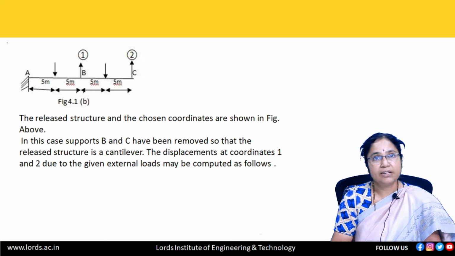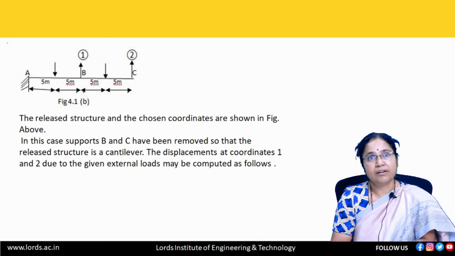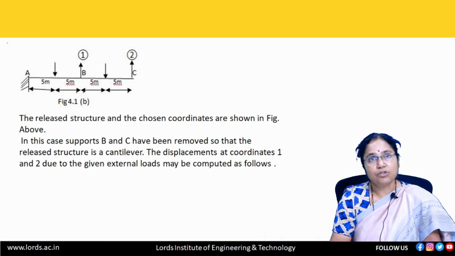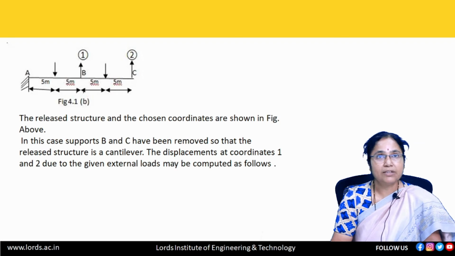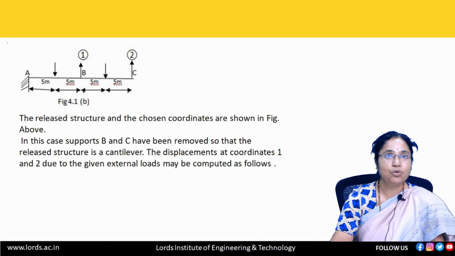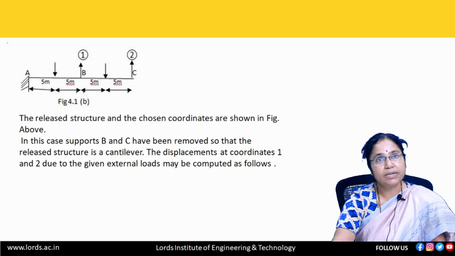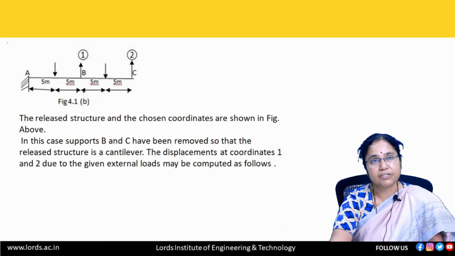When I release the supports at B and C, the released structure will be a cantilever. The displacements at coordinates 1 and 2 due to the given external loadings may be computed as follows. Next, we need to find out the displacements at coordinates 1 and 2. The points where we have released are to be named as the coordinates. So in our case, we have 2 coordinates, coordinate 1 and coordinate 2. At these 2 coordinates, we need to find out the displacements.